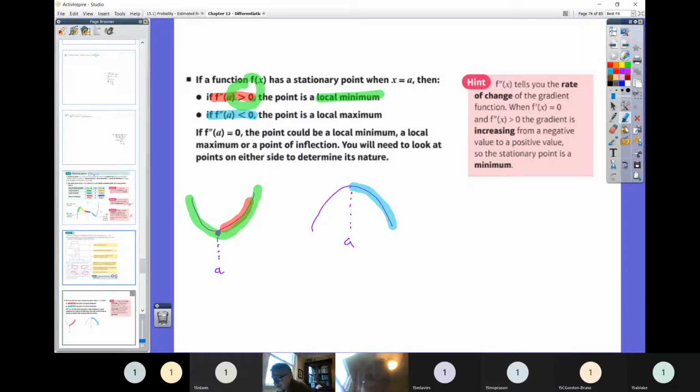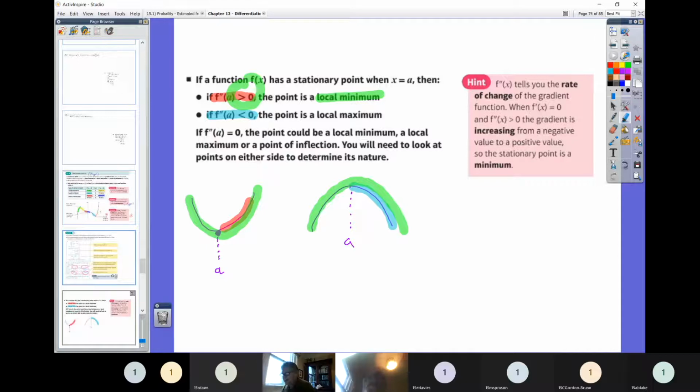However, if the rate of change of the gradient is less than 0, then it's a maximum. So look at the one on the right, okay? The gradient is positive, quite steep, still positive but less steep, still positive but less steep, 0, negative, and a growing negative. So think of it as the rate of change of the gradient. If it's greater than 0, minimum, less than 0, a maximum.